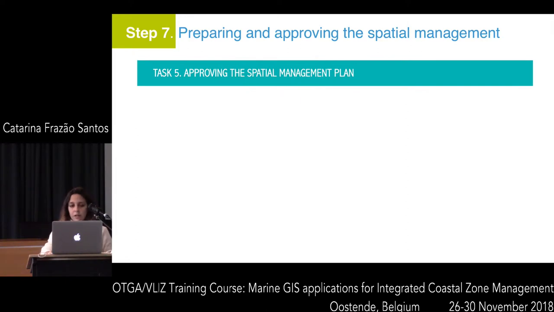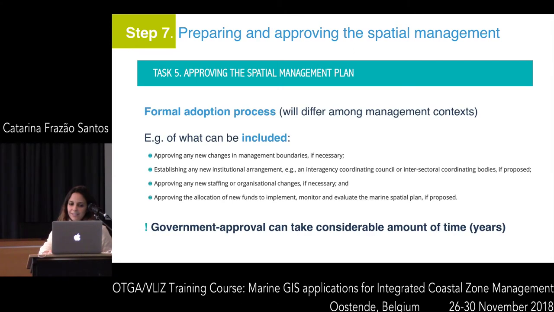And so after evaluating and everything, we need to approve the plan. And this can take a lot of time. It can take years. In Portugal, the second attempt to have a marine spatial plan, because the first did not go through, started 3 years ago. And the plan has been almost ready for a year and a half. And it's still not approved. And they are always saying that it will be in the next quarter. And now it's supposed to be in the first quarter of 2019, but we never know.